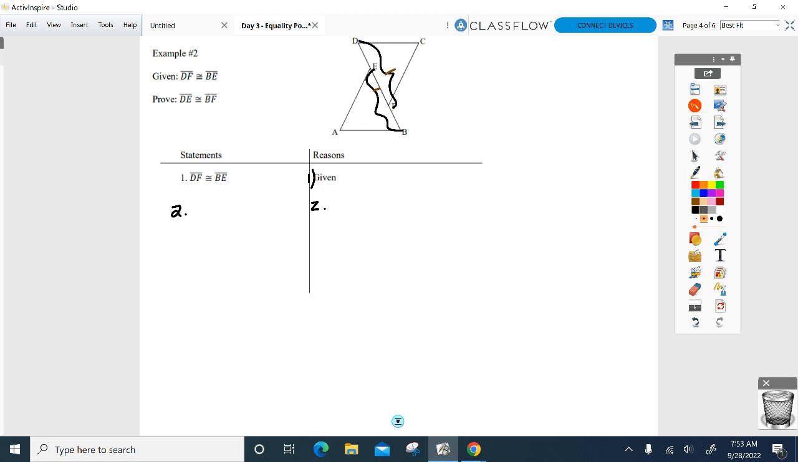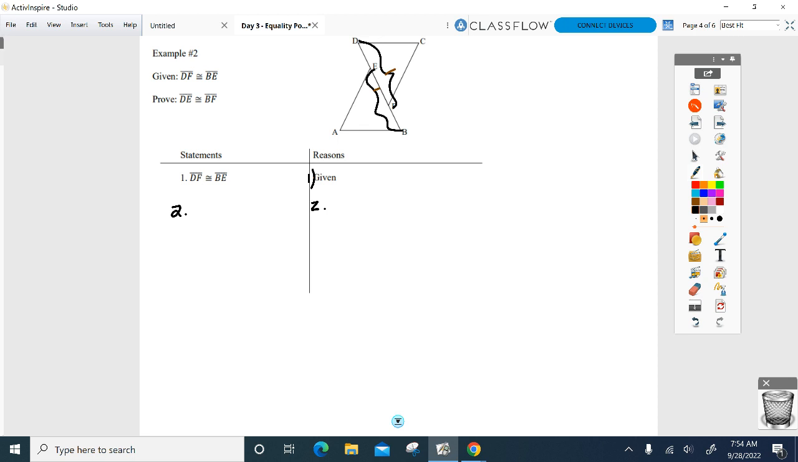Everyone, are we in agreement? I'm getting smaller. The segments are getting smaller. So I need to subtract. Are you ready to subtract in step 2? How many pairs did I give you in the givens? 1. You don't have anything to subtract from it. You have to tell me now in step 2 what you plan on subtracting from DF and BE.